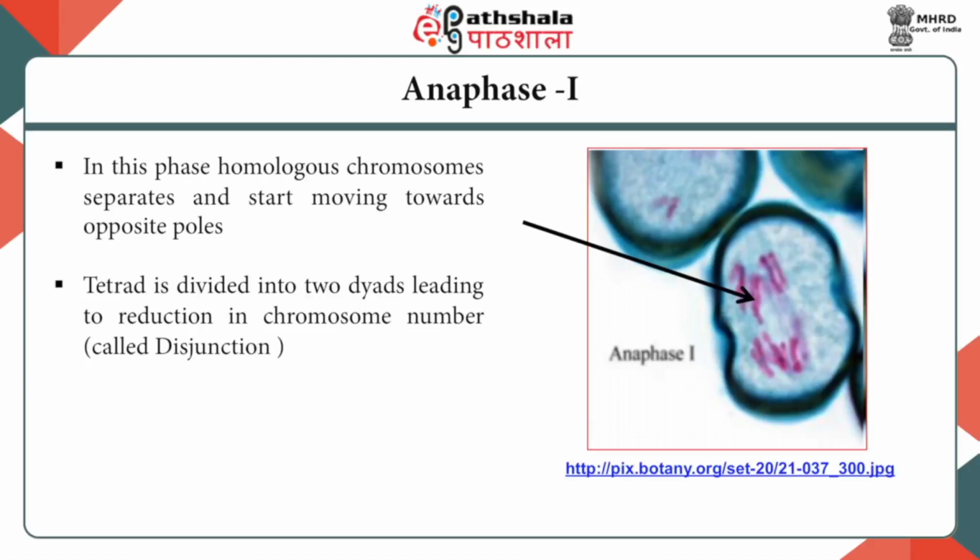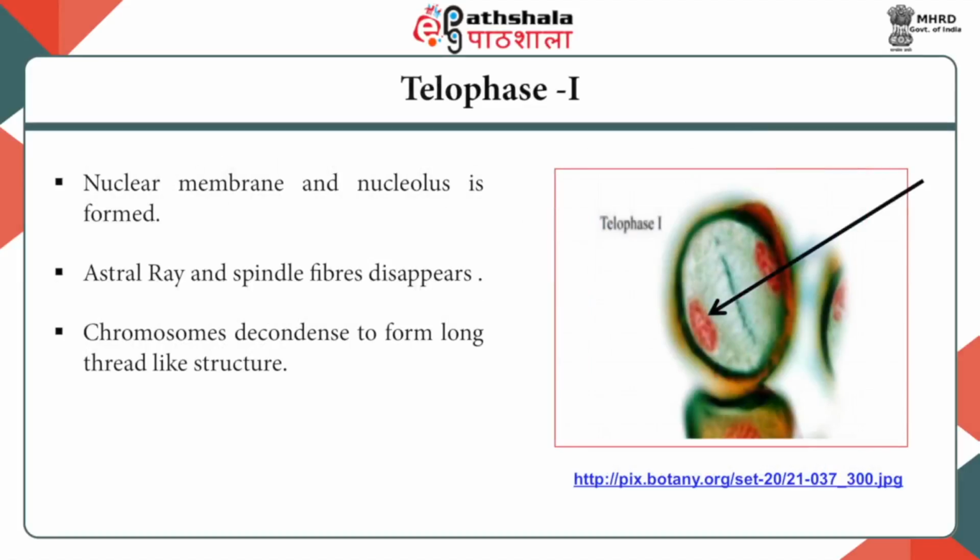It corresponds to Mendel's law of independent assortment. Now, after the separation of homologous chromosomes, the cell enters a new phase, which is known as telophase 1, which is marked by reappearance of the nuclear membrane and nucleus.